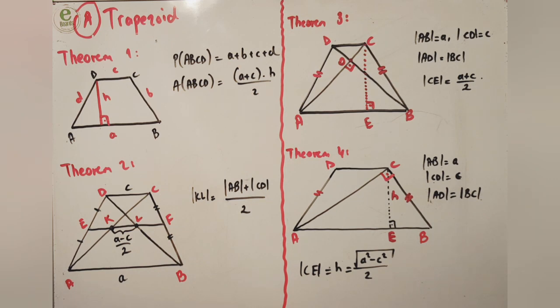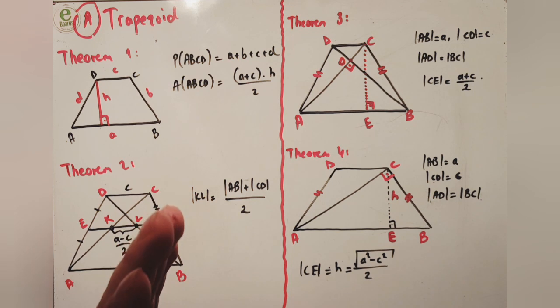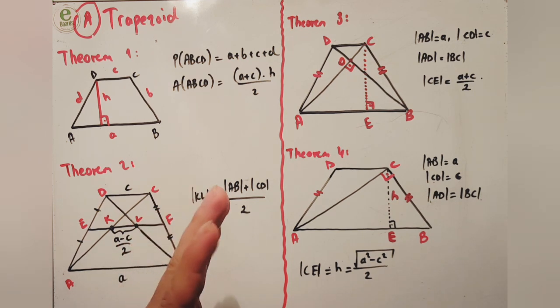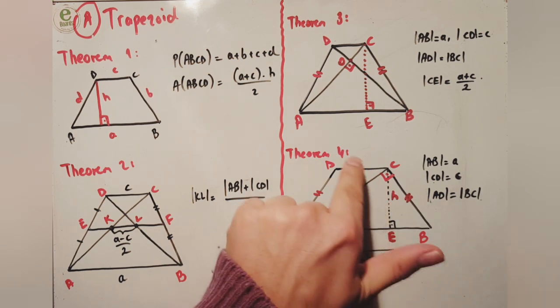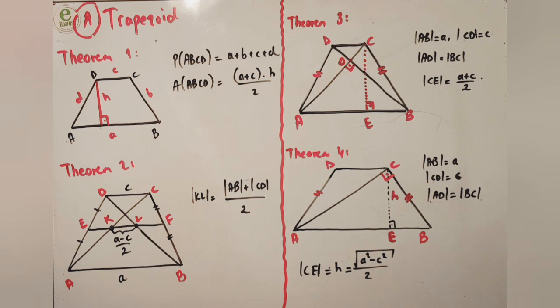For the last theorem, in an isosceles trapezoid, if the diagonals are perpendicular to the legs, and the bases and the altitude are respectively a, c and h, then we say h is equal to the square root of a squared minus c squared over 2.